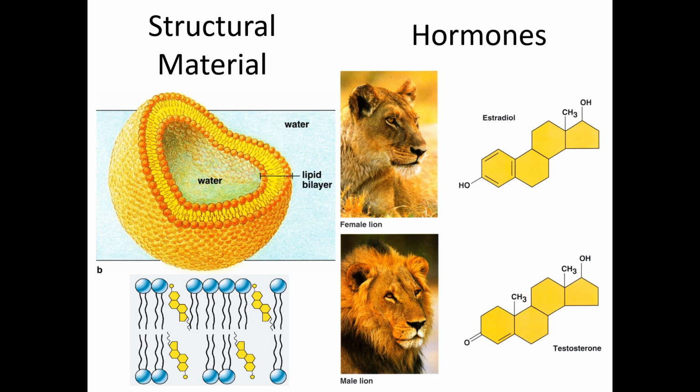We have lipids that play roles as a structural material. We'll talk down here in part B about cholesterol. Cholesterol plays an important role in our cell membrane as animals. Or these things up here called phospholipids that make up our cell membranes and the cell membranes of all living things. And lastly, there are some hormones that are based on lipids.